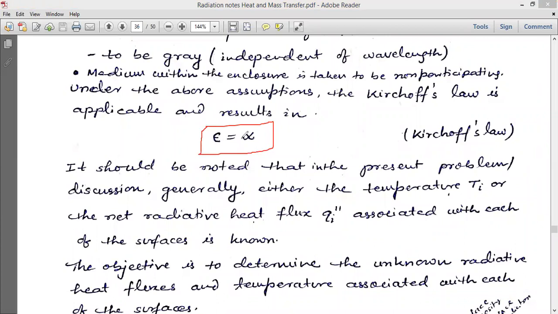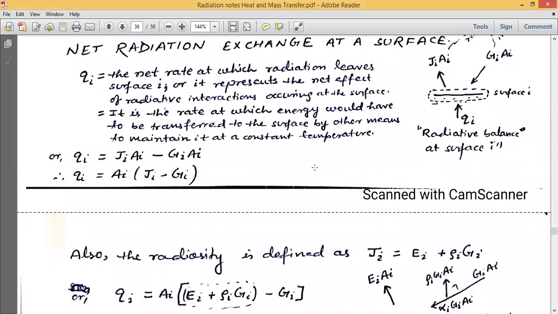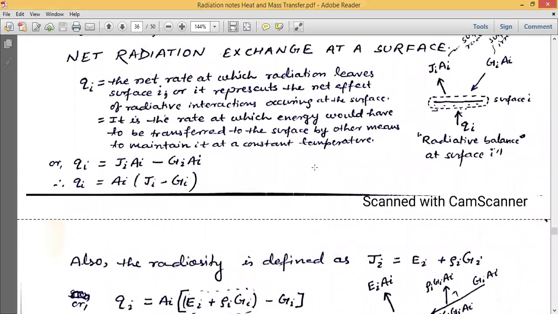Epsilon will be equal to alpha, meaning the emissivity of a surface will be equal to the absorptivity of the surface. The objective of this analysis will be to determine the heat fluxes of each surface and the temperature also. So let us consider one surface, say surface i, and this will form a system. So this is the system boundary.